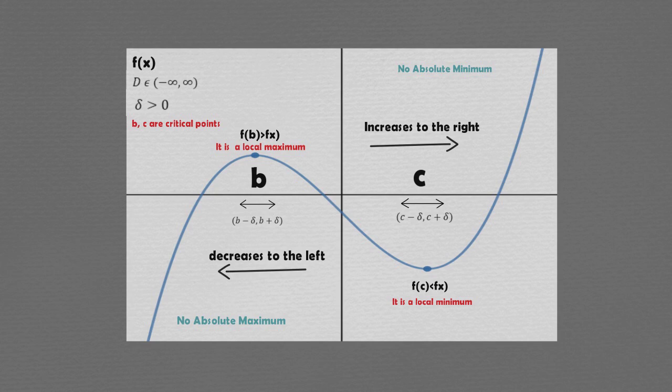So that's how local and absolute minimum and maximum values can be identified from the graph, and how local and absolute minimum and maximum values are different from each other.